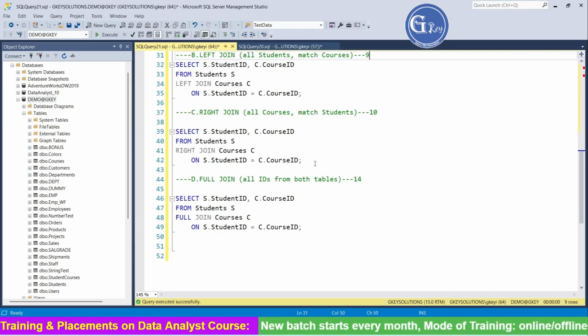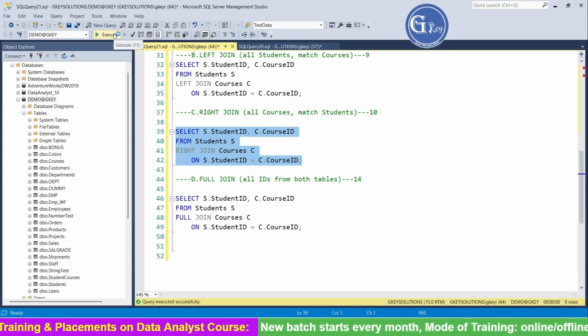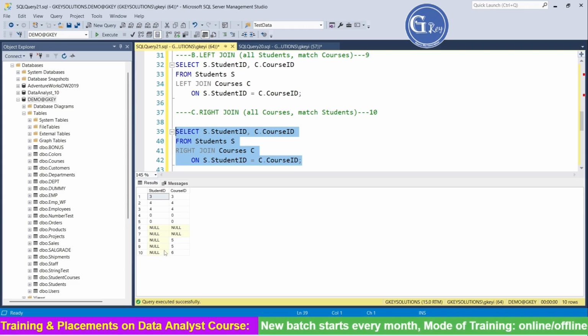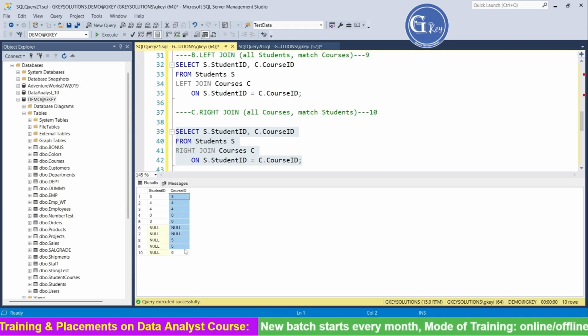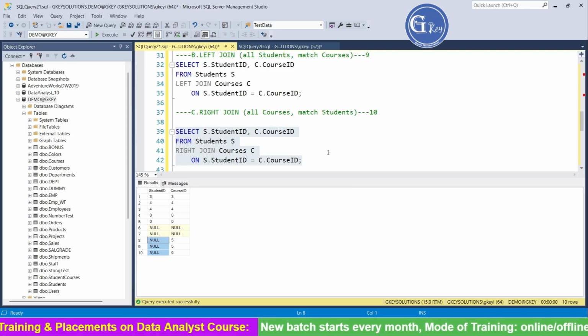Coming to the right join. We are executing it. Here it is displaying 10 records. For example, 5, 5 and 6 are not available in the students table and there are no matches. For those values it has given null values, and all the remaining records are displayed from the right table along with matching records, and for no matches it has given nulls. In such a way it has given 10 records of the right table for this data.